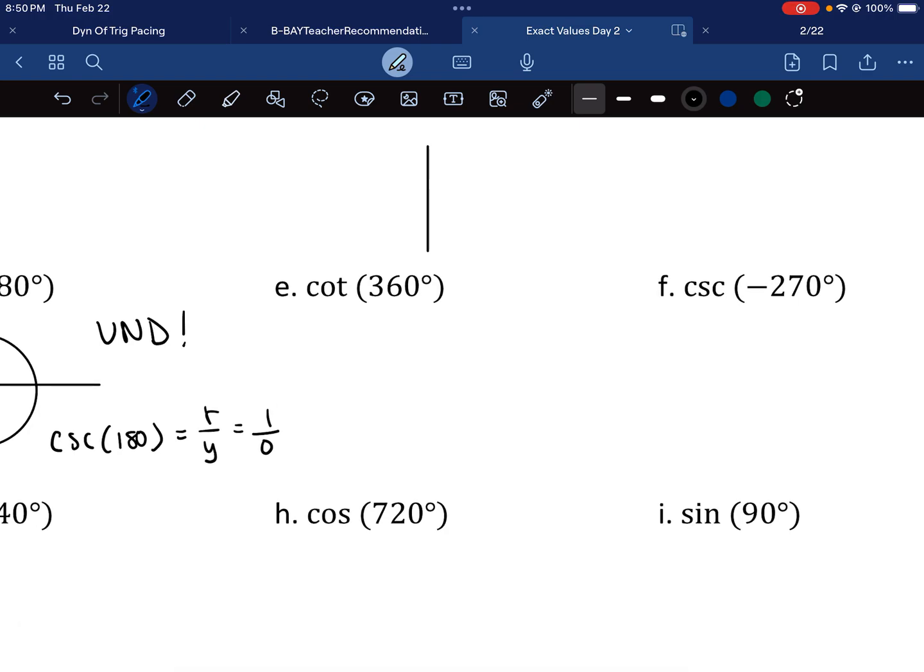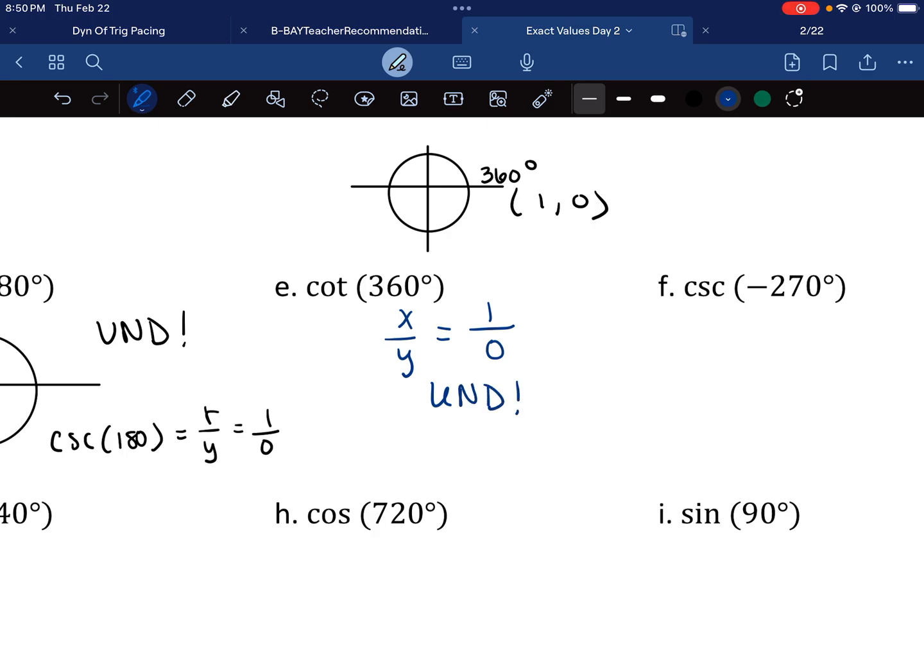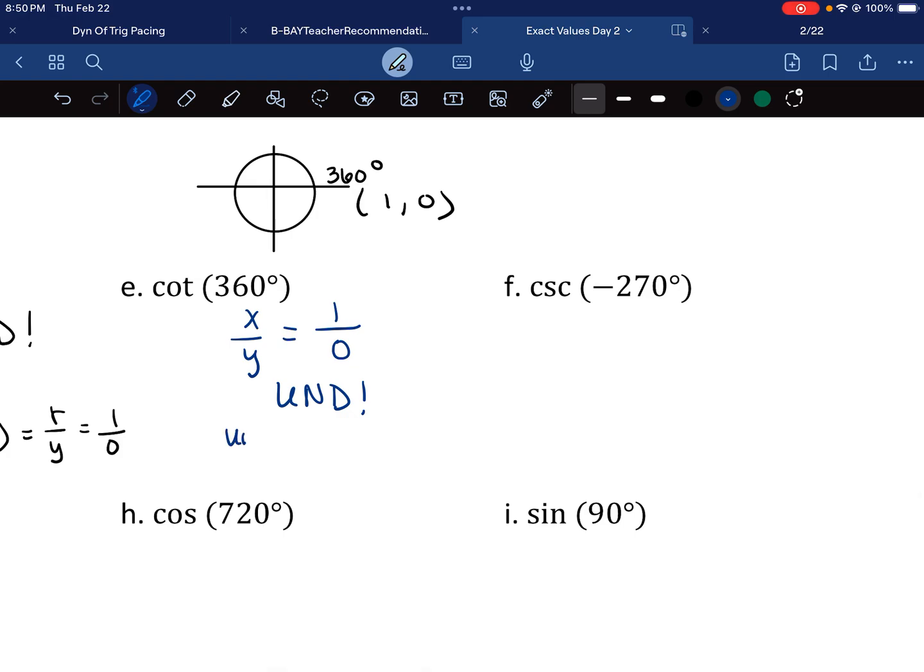Cotangent of 360. Here we have 360 degrees is a full circle. Our point is 1, 0. My ratio for cotangent is x over y, so big surprise once again. 1 over 0, we get an undefined ratio. All right, UND, I didn't really say this, but hopefully you caught on. This just means undefined. Just my abbreviation.